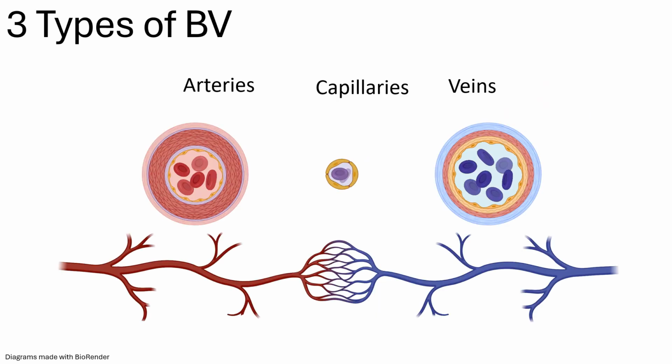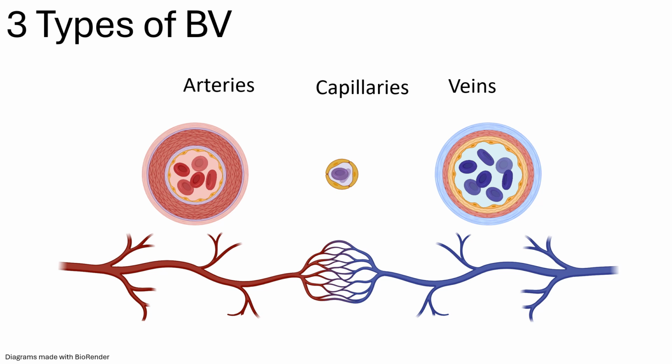There are three types of blood vessels: arteries, capillaries, and veins. And then within those three types, they also have subtypes. Of course. Arteries carry blood away from the heart. In the systemic circuit, they carry oxygenated blood. In the pulmonary circuit, they carry deoxygenated blood.